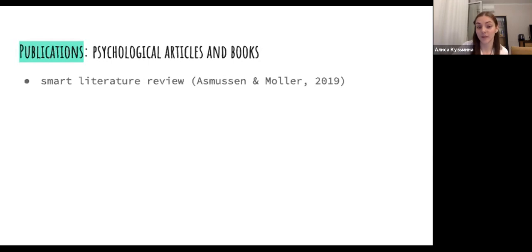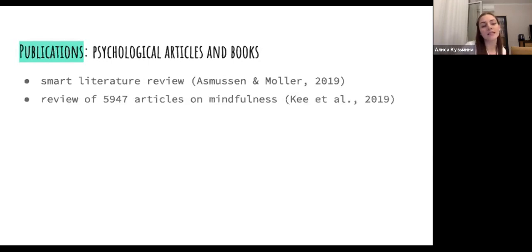And an example of such a smart literature review is a study of approximately 6,000 articles on mindfulness. And this research makes it possible to analyze the whole field that has grown exponentially and cannot be caught by an eye.